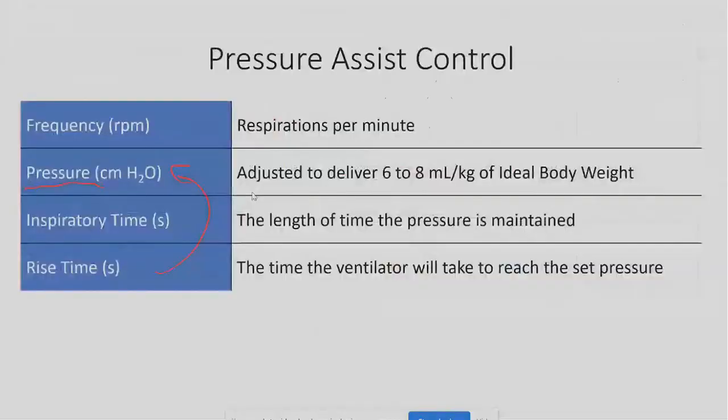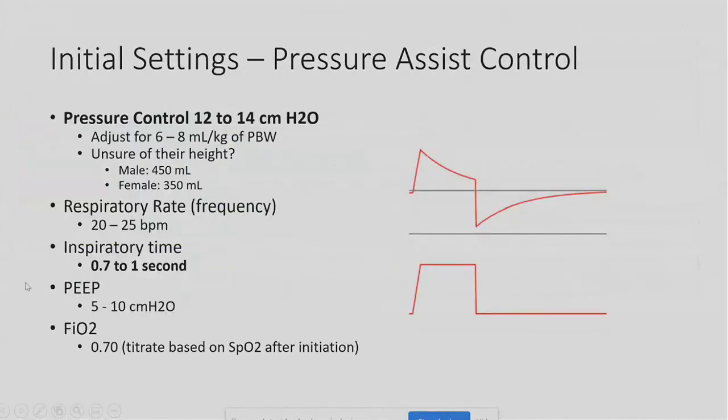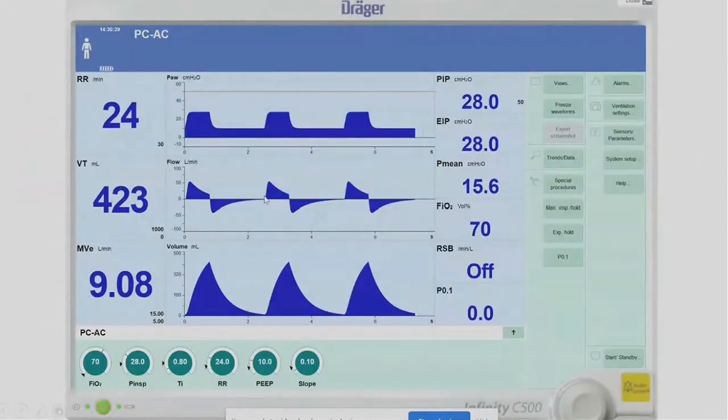But let's talk a little bit about, well, I've already gone through the settings here. Again, inspiratory time is 0.7 to 1.0. Everything else is identical, but you would set a pressure control level to target your tidal volume. And here is just an example of what it would look like on a ventilator. Notice that the end inspiratory pressure now is reading the same. Why? Because you have a straight pressure reading there.